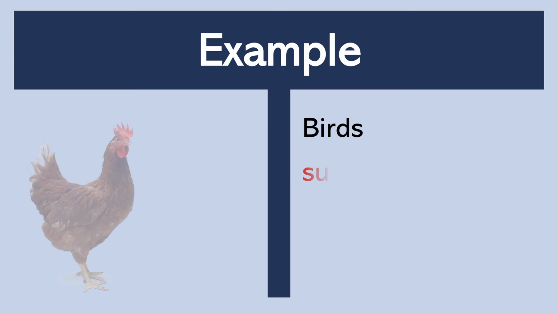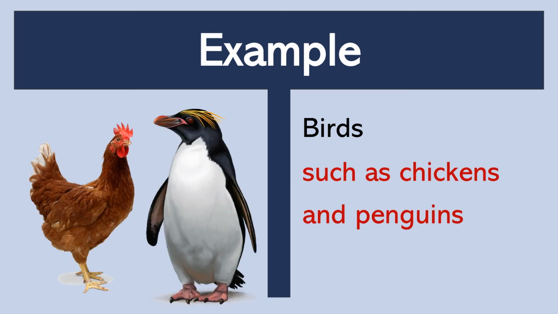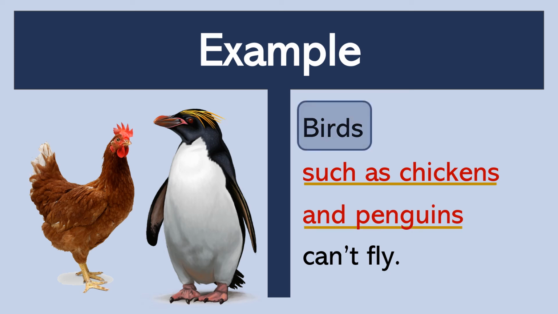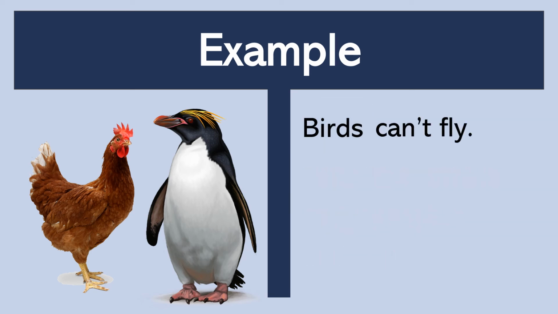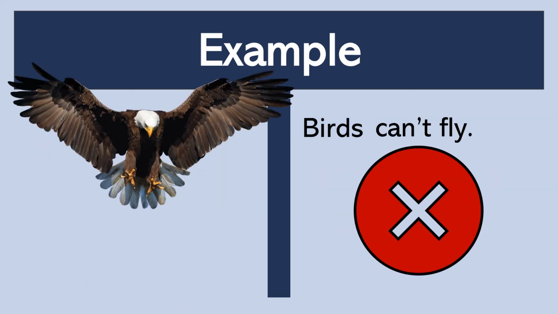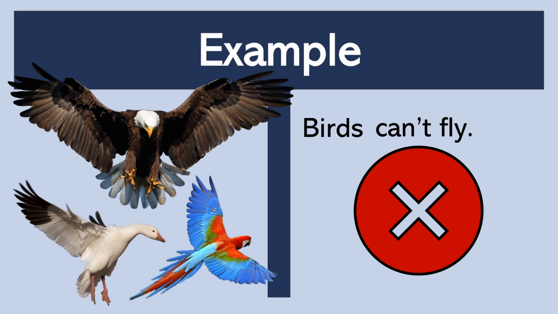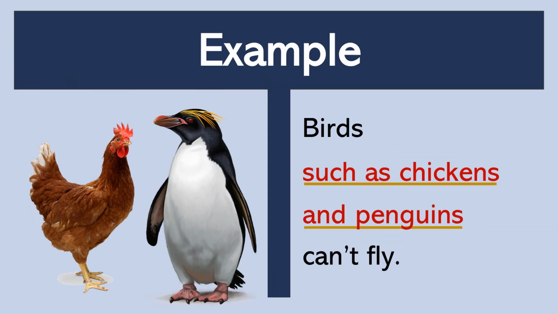However, if we were to say birds such as chickens and penguins can't fly, this element is restrictive. We're restricting which birds we talk about. If we remove the restrictive element and we simply said birds can't fly, this does not work because most birds can fly. However, birds such as chickens can't fly. So in this context, we'll use such as without the comma.